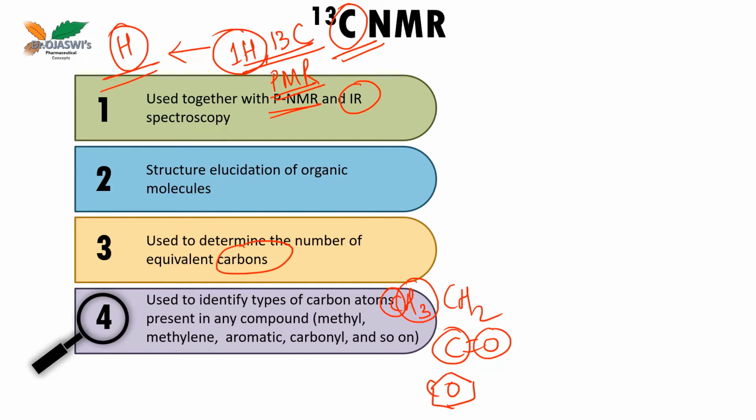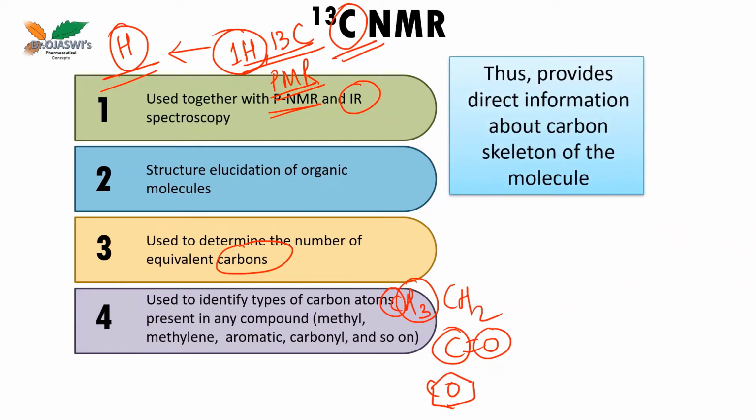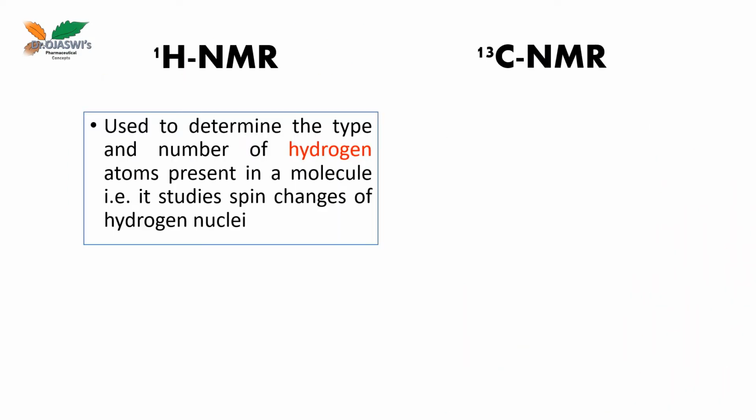Okay, and by joining all these pieces of information we can predict the structure of the unknown compound. Thus it provides direct information. 1H NMR is used to determine the type and number of hydrogen atoms present. That means it studies spin changes of the hydrogen nuclei.